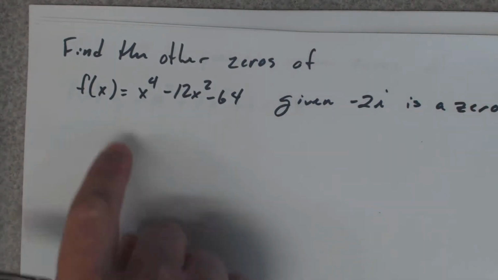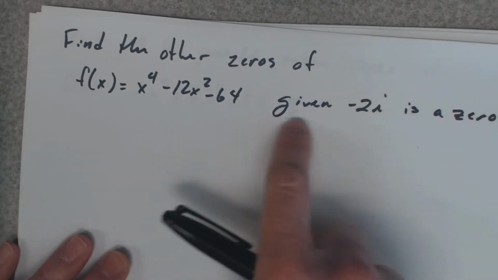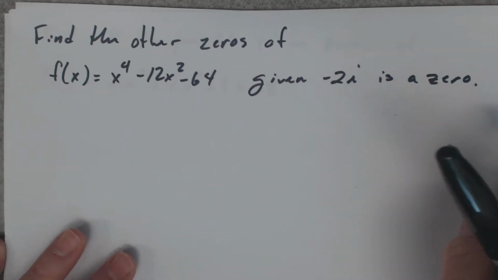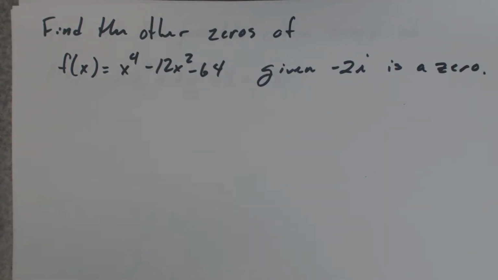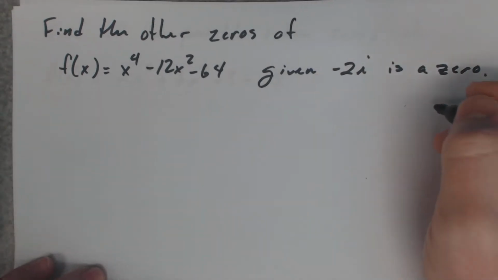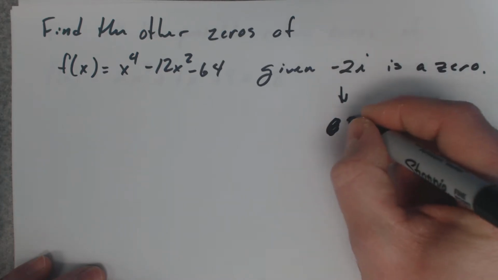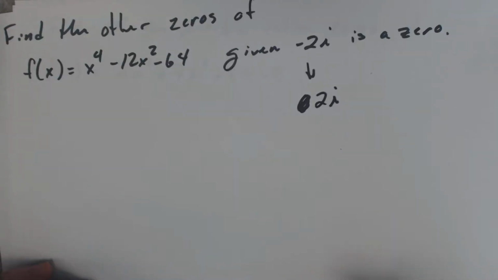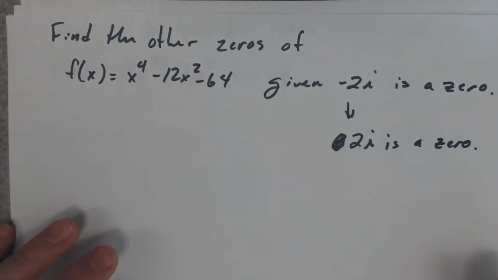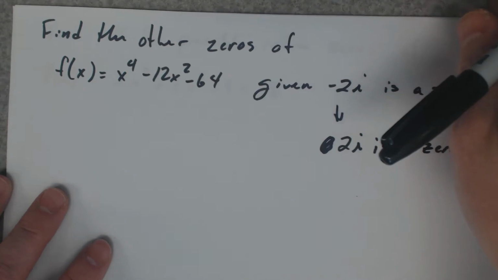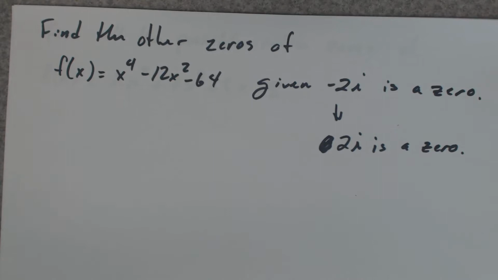Find the other zeros of this guy right here. And it's given you that negative 2i is a 0. So, what can you do then? Well, if negative 2i is a 0, then positive 2i is also a 0. Okay. Now we just need to find the other zeros, because you're going to have 4 zeros at most, and you need to account for all 4 of them.